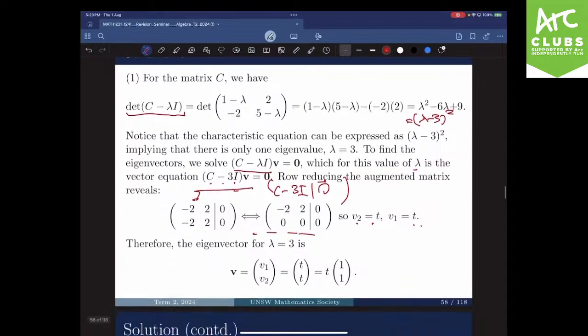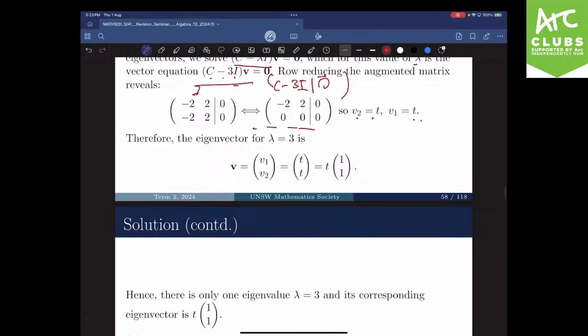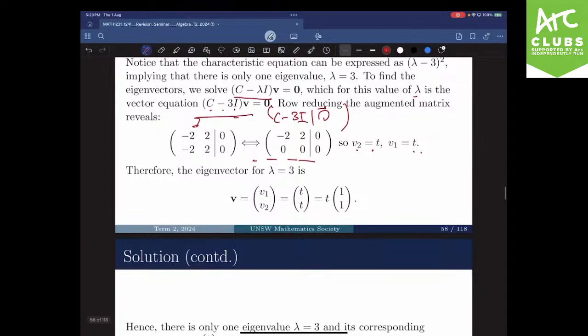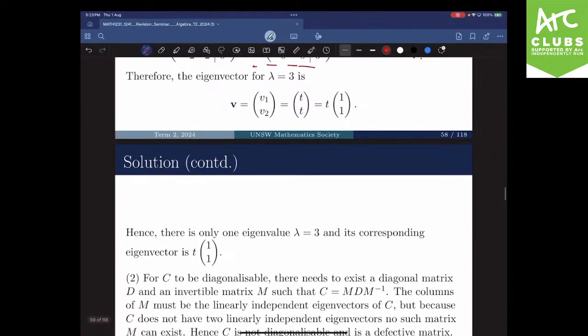Okay. So from there, we only get one eigenvalue, lambda equals 3, and there's only one corresponding eigenvector, which is t times 1, 1. Just a quick question. When you say v2 equals t, are you looking from the second row, or only from the first row? Well, what do you mean? To find v2 and v1, because if v2 equals t, doesn't that mean negative 2? Oh wait. Yeah, never mind. You got it? Yeah. So you understand this?